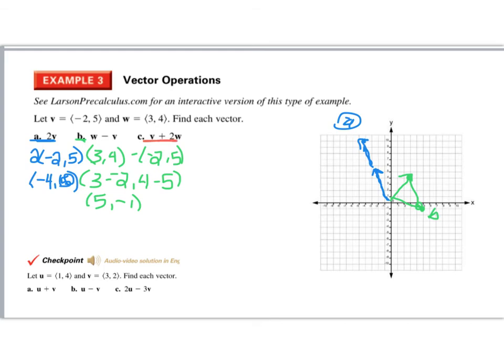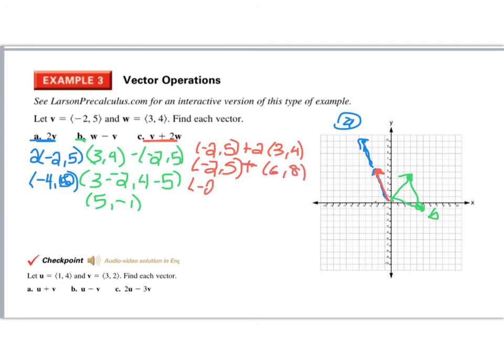So we'll do this one here in red. So we're going to plot V first, and V is at negative 2, 5. So here is where V is, which is this one here. Okay, and we're going to do V plus 2W. So V is negative 2, 5 plus 2 times your W. So negative 2, 5 plus 6, 8. That's a plus.